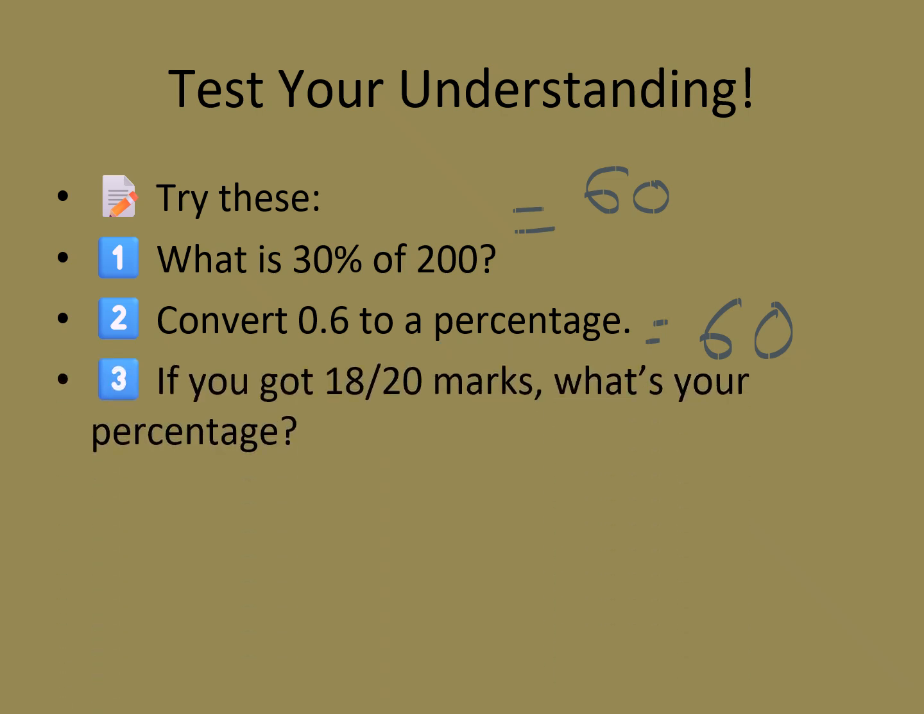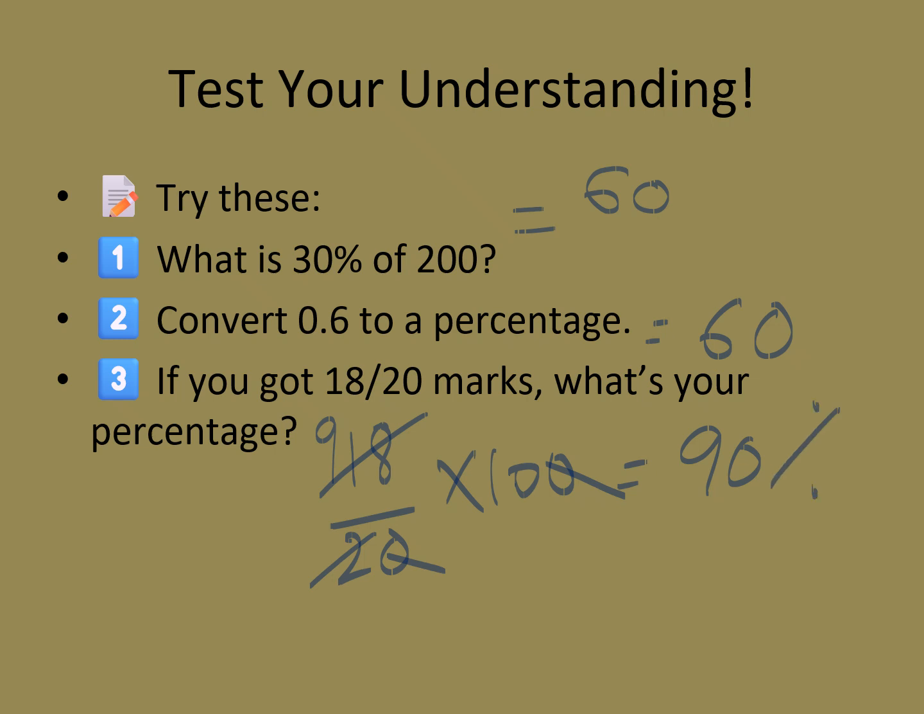Now let's see the next one. If we have got 18 out of 20 marks, what is your percentage? We have solved this at the start. Let's solve one more time. 90%. The 0s will get cancelled out. 2 ones are 2, 2 nines are 18. 10 into 9 will be 90. So you have got 90%.